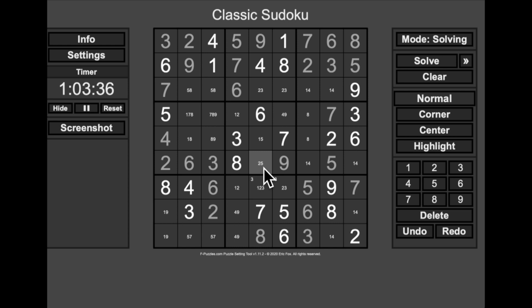This is now forced as 1, 2, or 4. Here's the problem though. It can't be 2 or 4 because of this 2 and this 4. That forces this to be 1, and now I have a problem because that's 5.